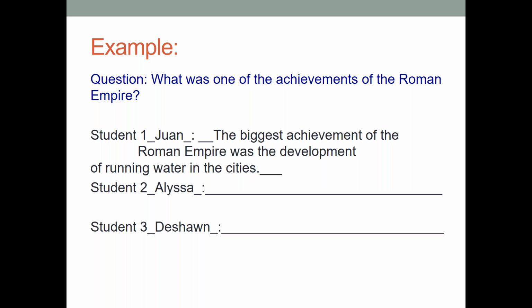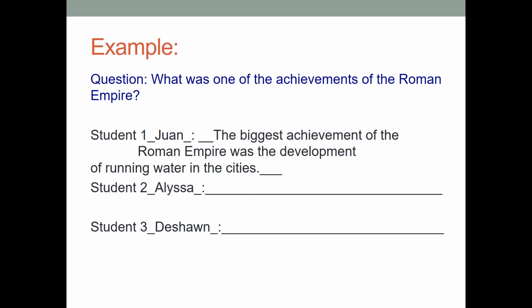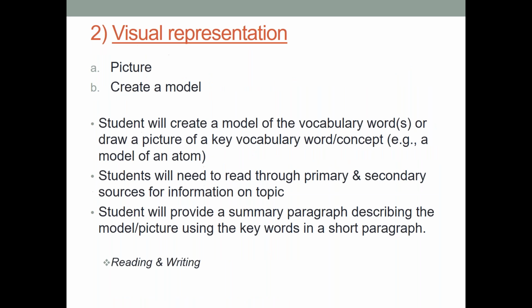So the question and answers, as I mentioned, incorporate listening, writing, and speaking for the most part in that actual activity. And then the next one is visual representation. So this is taking advantage of the student's right side of the brain. So if they maybe aren't so verbal, maybe you've got some English language learners or students with speech language impairments where they need a lot of prompting for verbal language, this is a nice way to provide an alternative in addition to the other activities that they might be doing.